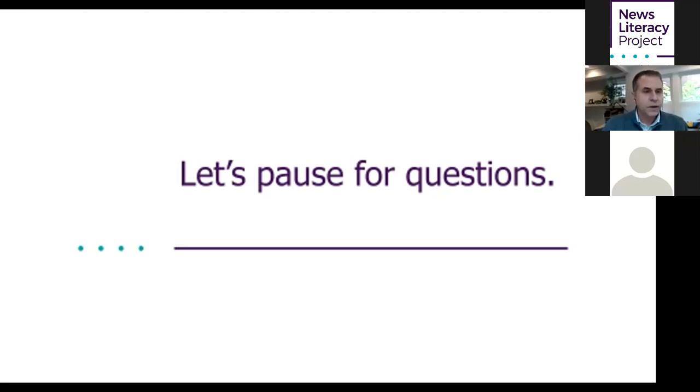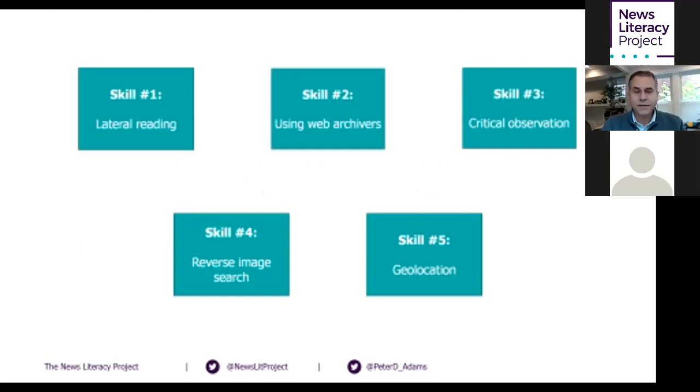Perfect. All right, so I'm going to focus on 5 specific skills and tools in this session. I've just called them skills here. So we'll talk about lateral reading, web archivers using sort of archived web content, something that we tend to call critical observation, based largely on the work of First Draft, a journalist training organization, reverse image search, which some of you may be familiar with, and then just some basic geolocation today.